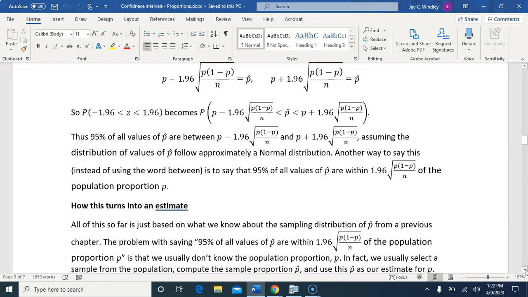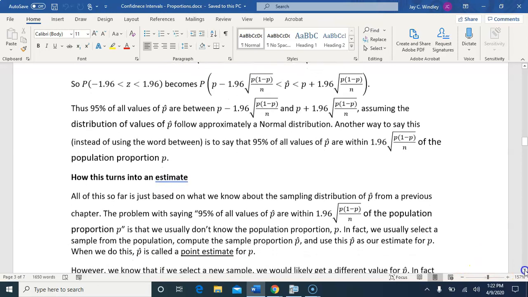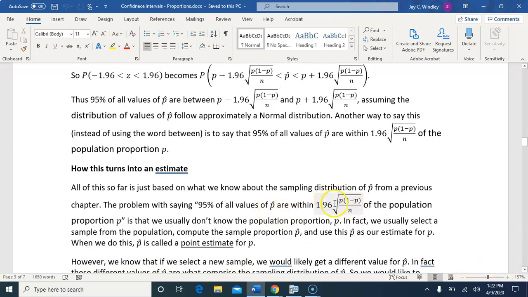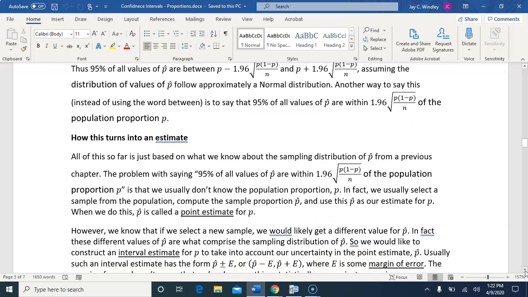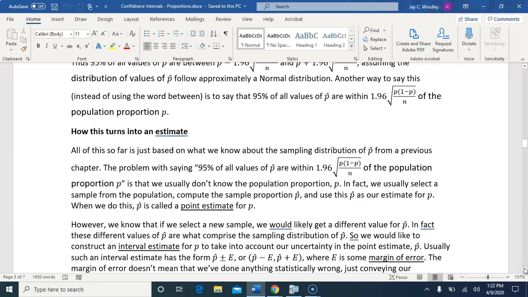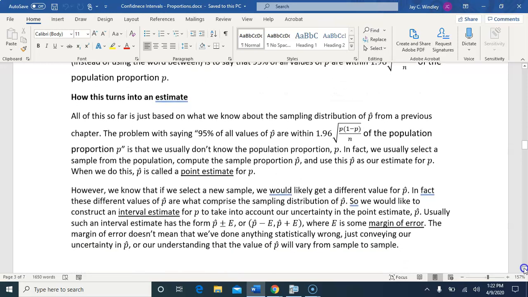So all of this is based on what we know about the sampling distribution of p-hat from our previous chapter. And the problem with saying that 95% of all values of p-hat are within this far of the population proportion p is that we usually don't know the population proportion p. In fact, usually what we're doing in statistics is we're grabbing a sample and then we're using the proportion from our sample, which is p-hat, and we're using that as our estimate of p. When we do that, we say that p-hat is a point estimate for p.